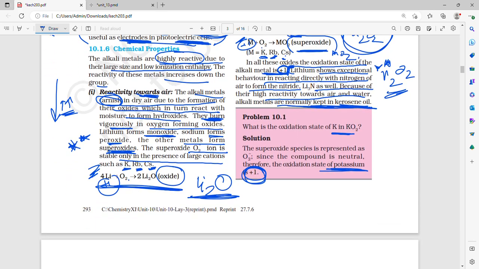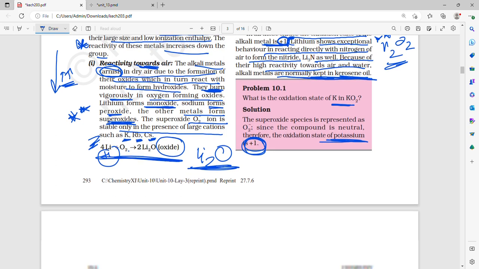Okay, now chemical properties. The alkali metals are highly reactive due to their large size and very low ionization enthalpy. They will easily lose the electron, and because of that they are very reactive, that is, they are not stable basically. The reactivity of these metals increases down the group. This is also a very important line. The reactivity of the alkali metals increases down the group.